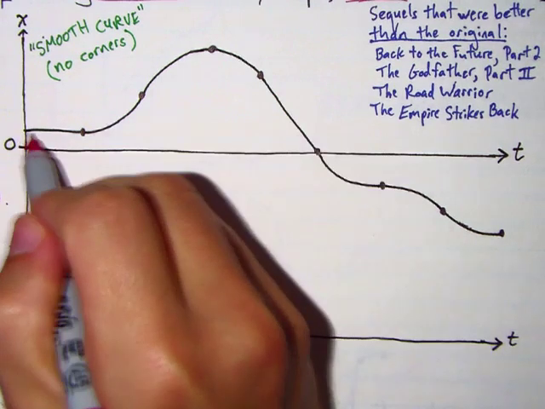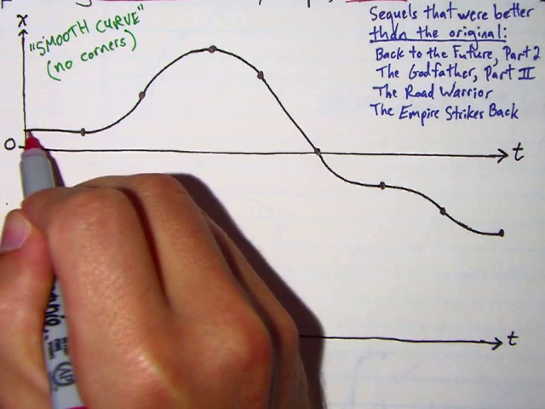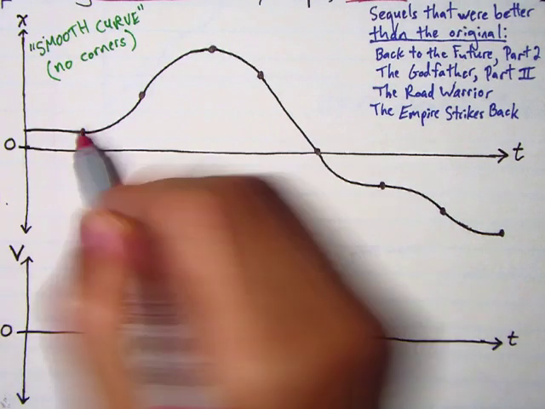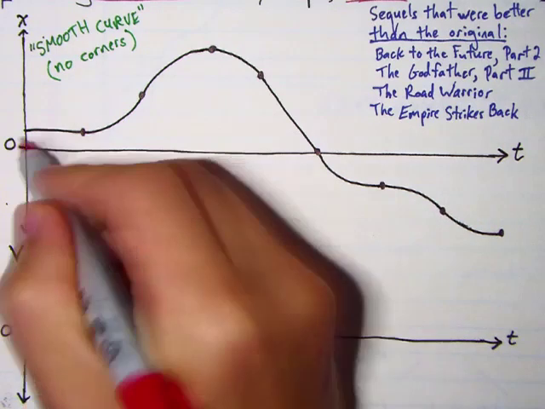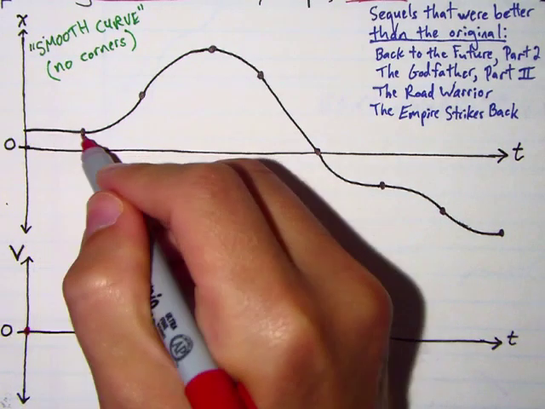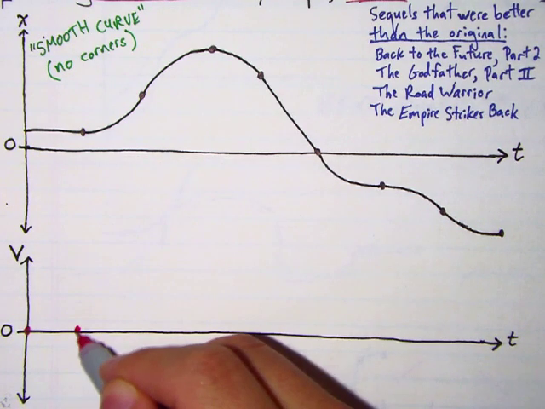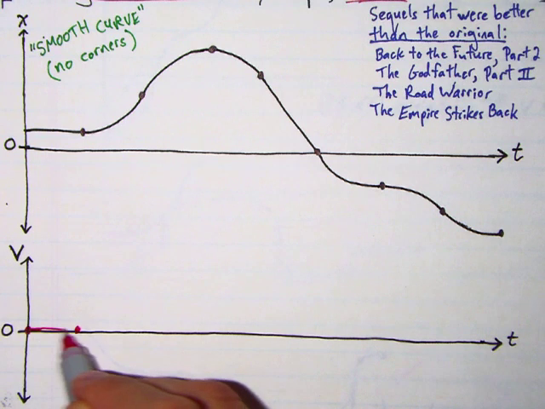First one here, we can tell definitely that we are starting at rest. We have a horizontal line, position is not changing. So we're starting from rest. Our initial velocity is 0, and up until this point right here, our velocity is 0. Okay, we're at rest that whole time.